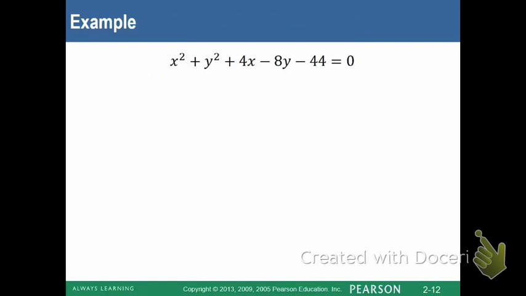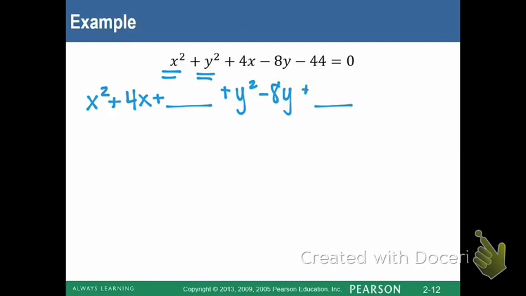So the first thing we want to do is look at the x squareds and the y squareds. There is a 1 out in front of both of those, so we're good. We don't have to divide at all. So now my next step is I'm going to rewrite these, putting the x's together. So x squared plus 4x, and then I'm going to put a blank in here for the x's. Same thing, group the y's. Plus the y squared minus the 8y plus blank. Then I'm going to go ahead and add that 44 over.